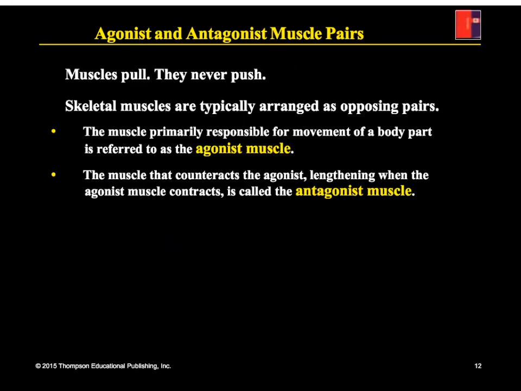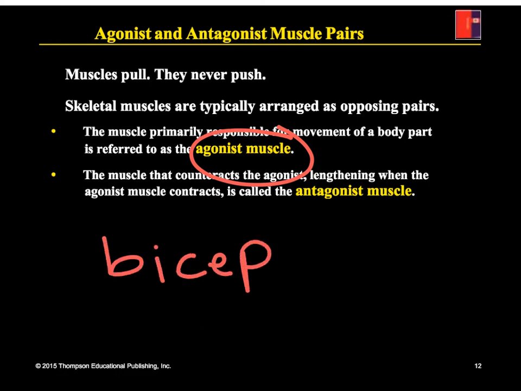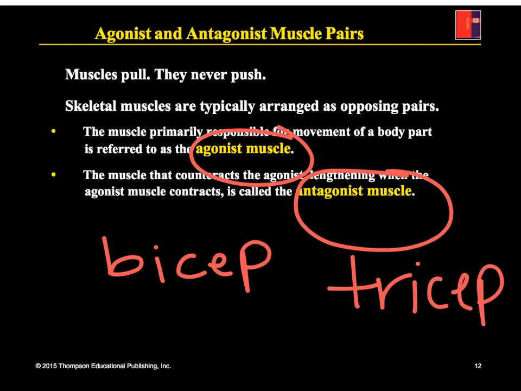Muscles pull, they never ever push. So the muscle primarily responsible for movement of a body part is referred to as an agonist muscle. So for example, we have your bicep curl. Say you're doing one of those. The agonist muscle is the bicep. And the antagonist in a bicep curl then would be the tricep. So always know that for every agonist, there's an antagonist.